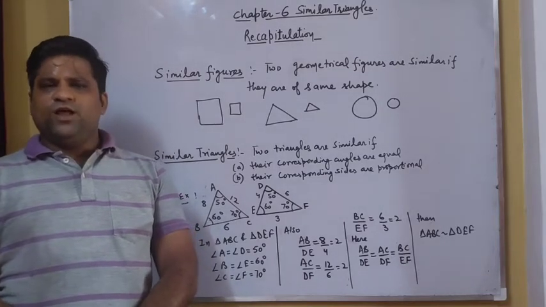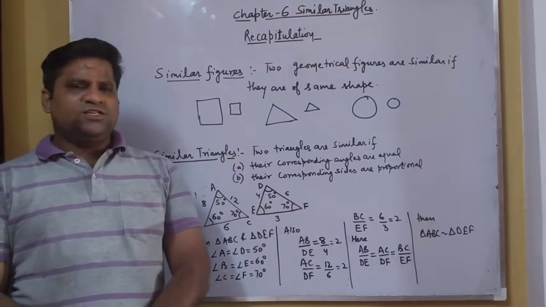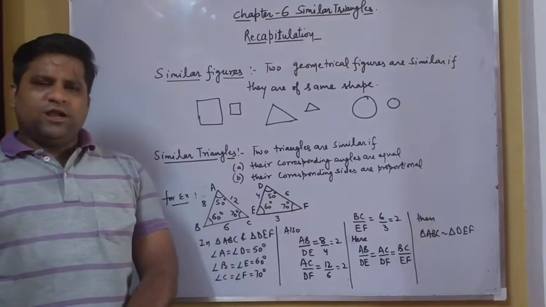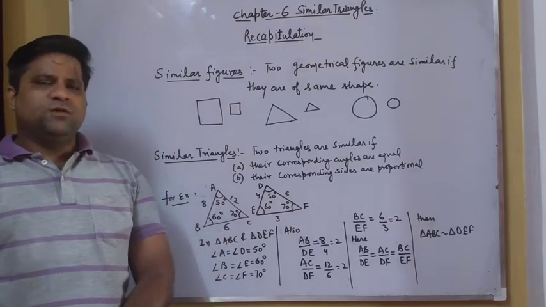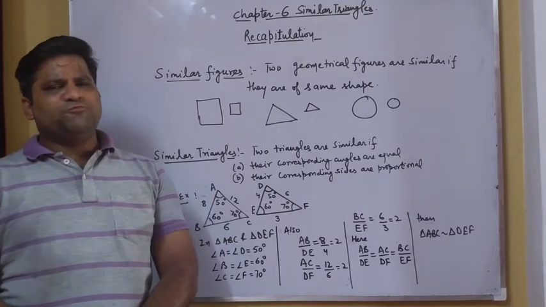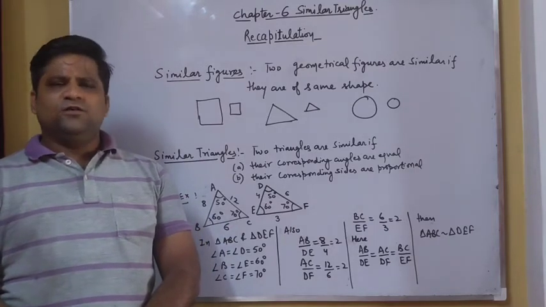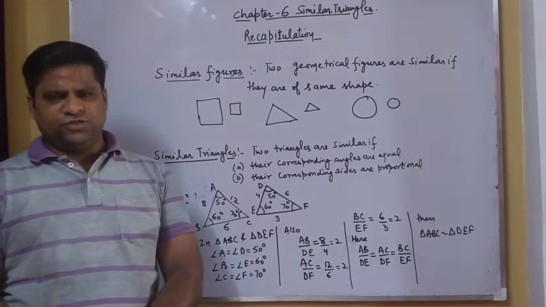In last video lectures, we have studied our chapter number 6, similar triangles. In this chapter, we have studied some criteria of similarity of triangles, some theorems, and on the basis of it, we have done some exercises. In this video lecture, we will again recapitulate the concepts of similar triangles, and we will study some objective type questions and long answer questions.